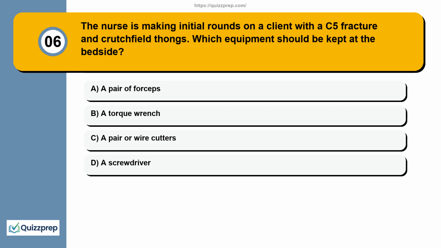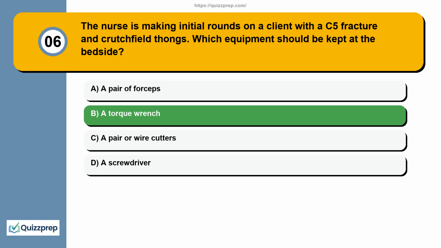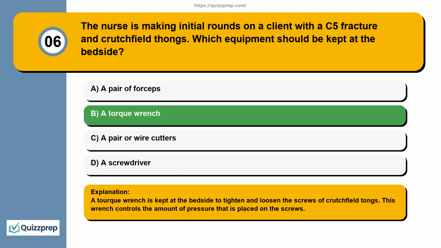Question 6. The nurse is making initial rounds on a client with a C5 fracture and Crutchfield tongs. Which equipment should be kept at the bedside? A pair of forceps, a torque wrench, a pair of wire cutters, a screwdriver. A torque wrench is kept at the bedside to tighten and loosen the screws of Crutchfield tongs. This wrench controls the amount of pressure that is placed on the screws.